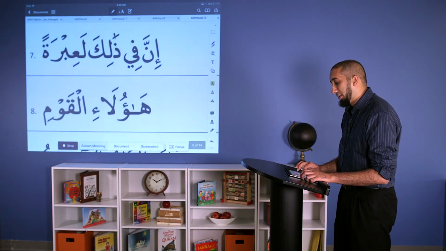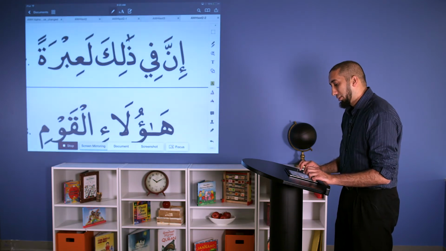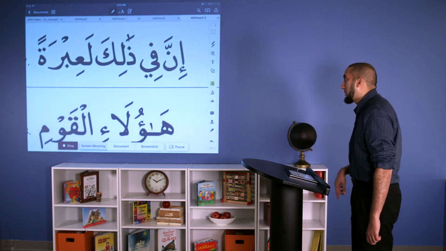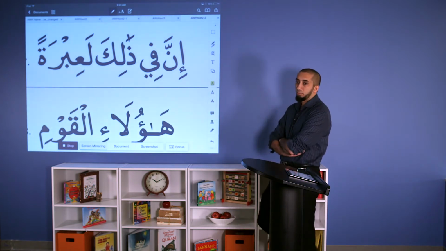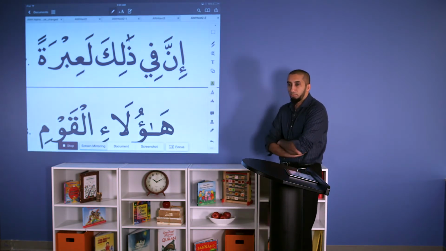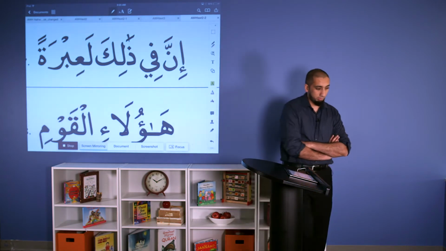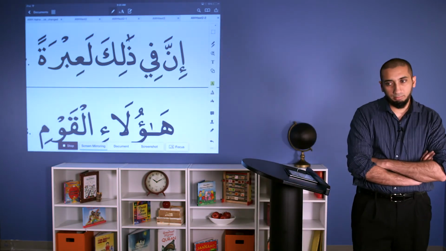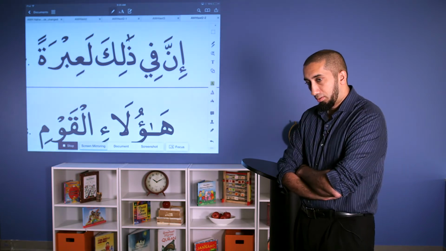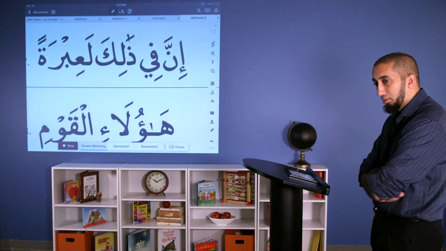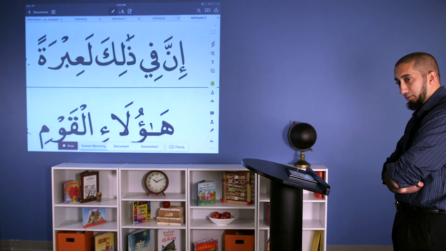إن في ذلك لعبرة. Does "fi" and "ذلك لعبرة" make a fragment or a sentence? ذلك لعبرة. Yes, it makes a sentence. Good.